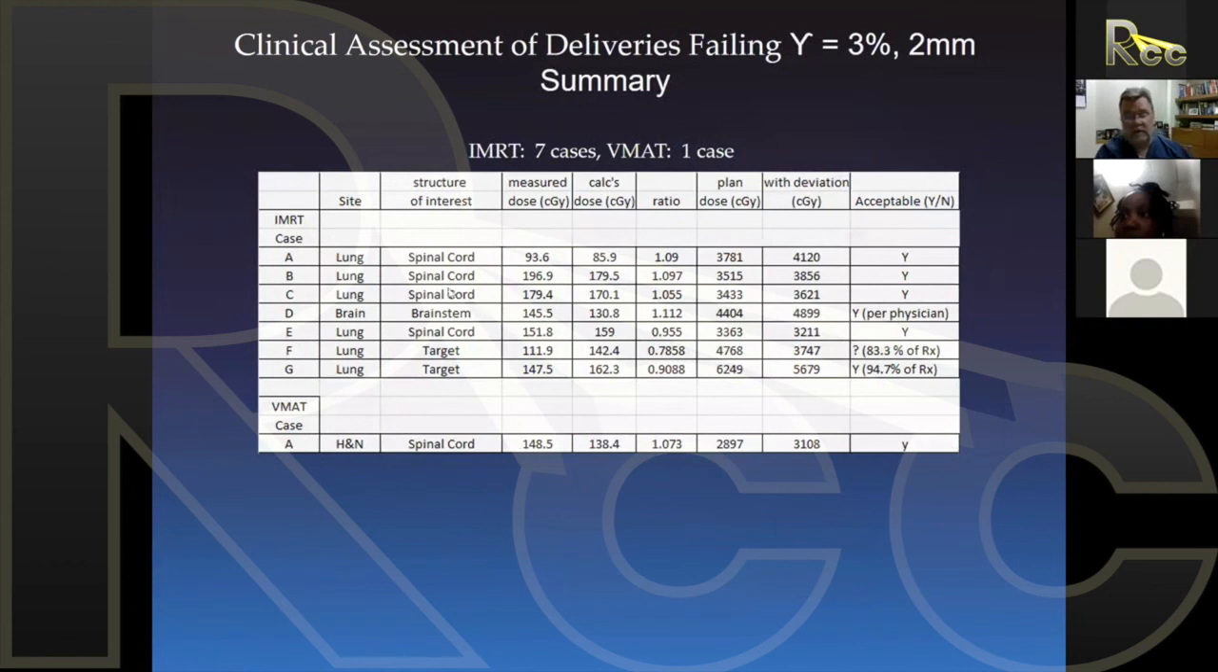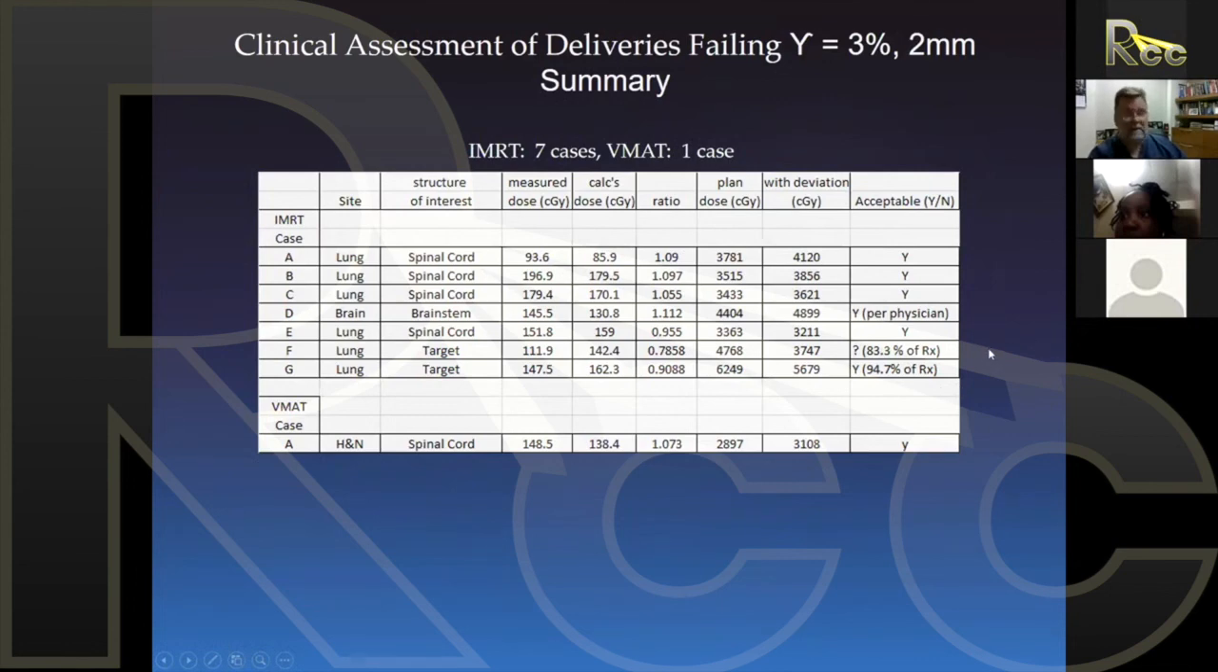That was this one. Here were the others, the 7 for the fixed beam were 6 lungs and 1 brain. 4 of them involved spinal cord, the brain involves brainstem, and 2 of them were in the target region. So we looked at the exact same concept with all of them, and none of them would have been delayed based on the physicians, based on this analysis.